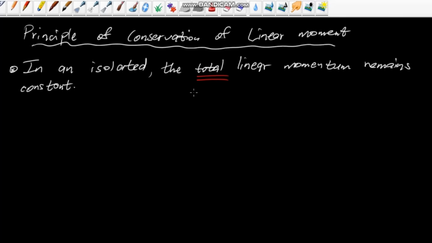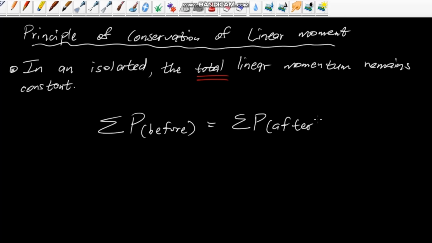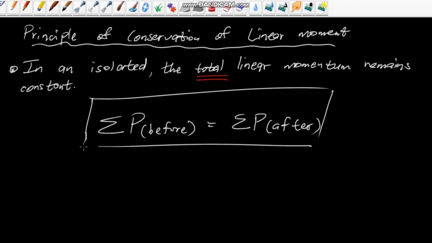This is the important word: the total. It means the momentum of object 1 plus the momentum of object 2 before is equal to the momentum of object 1 plus the momentum of object 2 after. Okay, in number patterns we learned that sum, remember, total is sum. We learned that sum is denoted by sigma. So sigma P before equals sigma P after. What I have just written is the principle of conservation of linear momentum, mathematically.